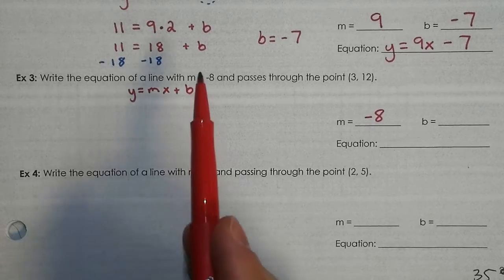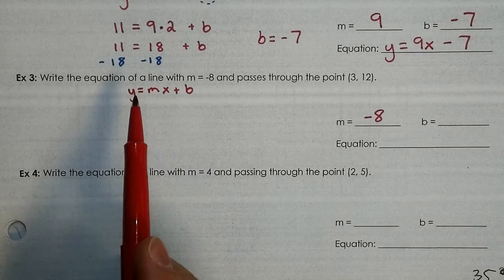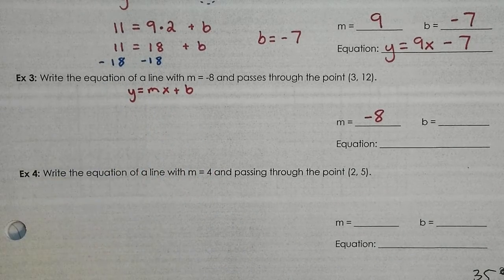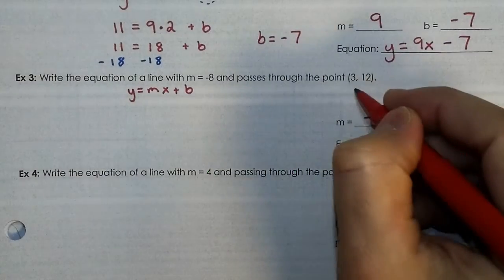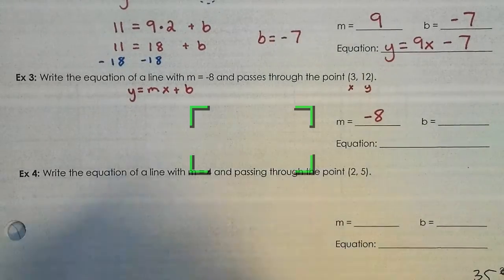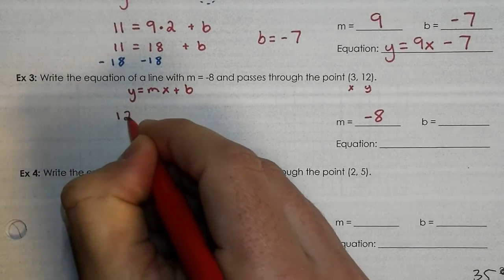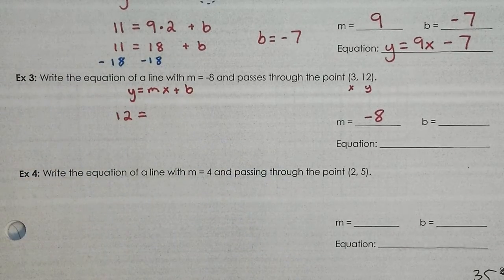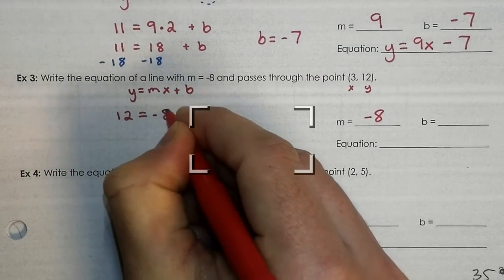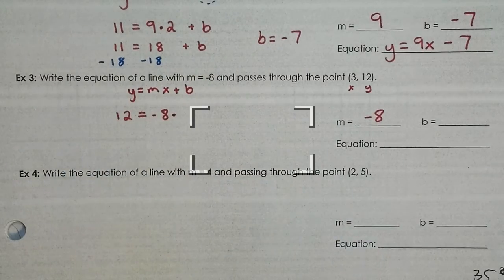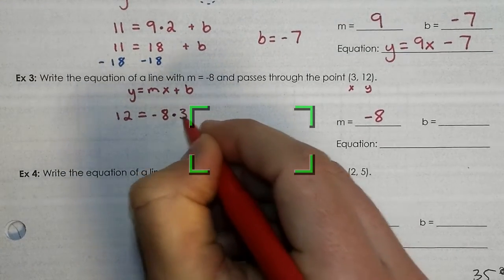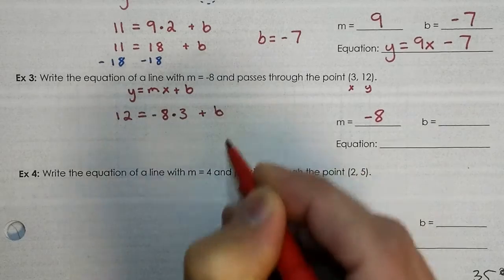Don't doze off. All right, so let's plug in some information. What is our y here? 12. Yeah, that's our y, right? If I need to, I'll label it. X and y. So our y is 12. Equals, what does our m equal? Negative 8. Times, what's our x equal? 3, and then plus b.